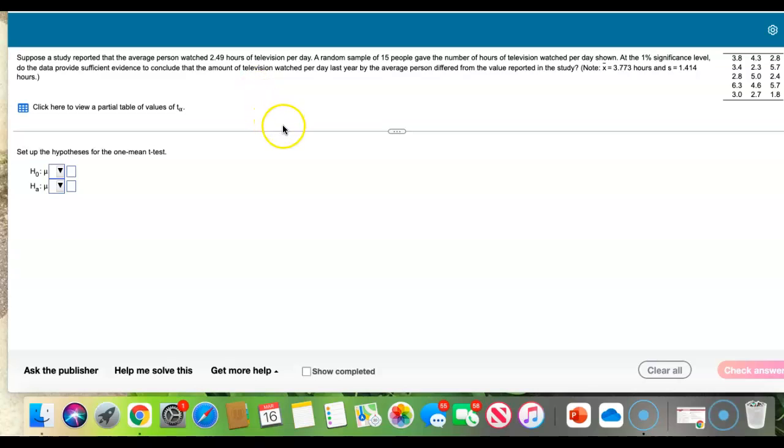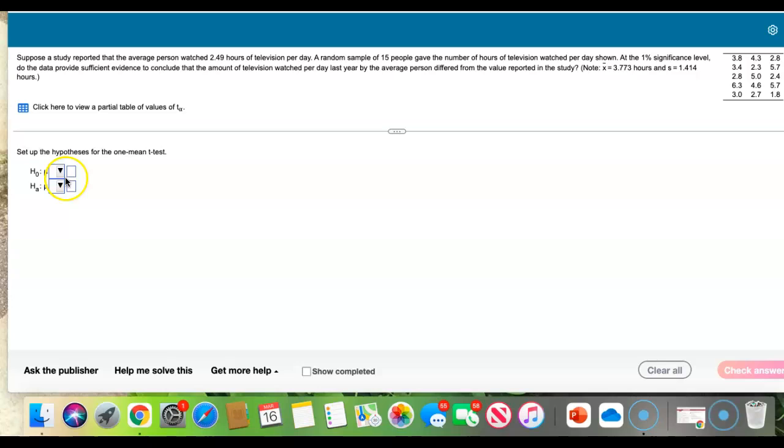Okay, so I wanted to show you how to do a t-test using data. This is an example of one of the problems in your book. So we're looking at a sample where people watch 2.49 hours of television per day, sample size of 15 people. We're given the data over here to the right, and we want to know if the average person watched a different amount. So this is a two-tailed test.